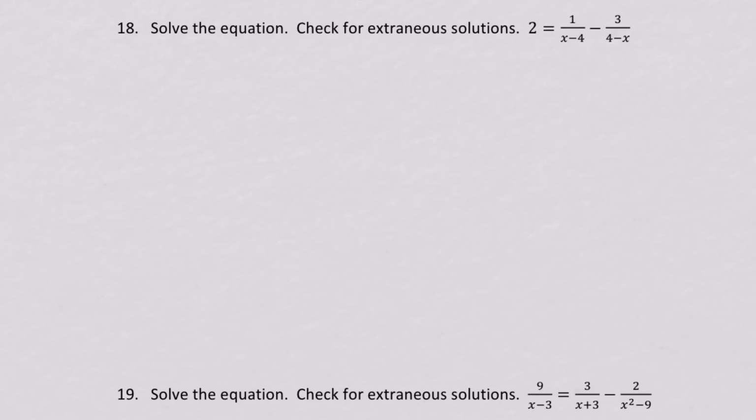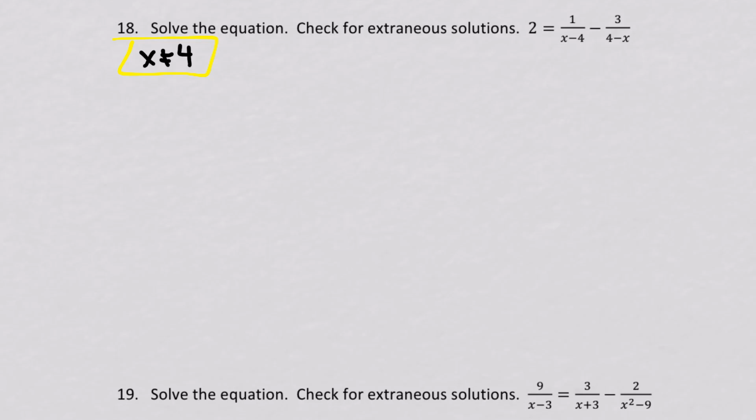So my excluded values come from my two denominators, which are x minus 4, which gives me 4. And 4 minus x also gives me 4. So that's the only excluded value that I have. Right? So if I get a solution that says x equals 4, then that's extraneous because it contradicts my excluded value. All right, now let's find the LCD.